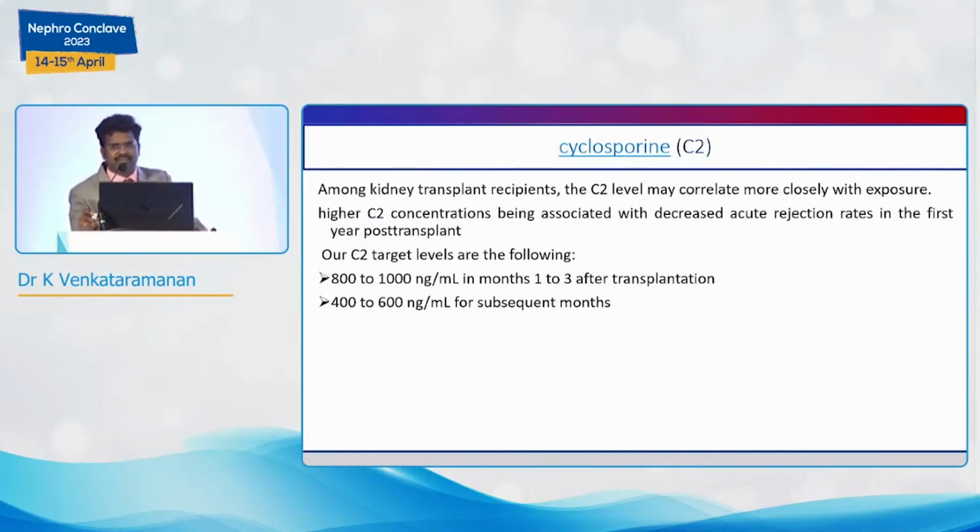So I think most of the centers are doing C2 level. Even though the studies have shown that there is no difference in the adverse effect between C0 and C2 level, the area under curve correlates more with the C2 level. So I think most of the centers are following C2 compared to the C0 level.